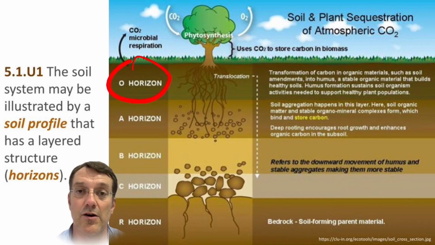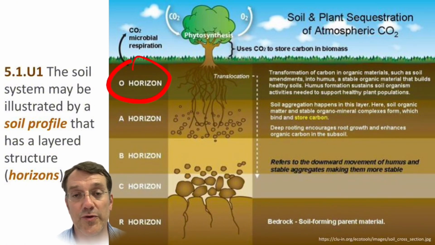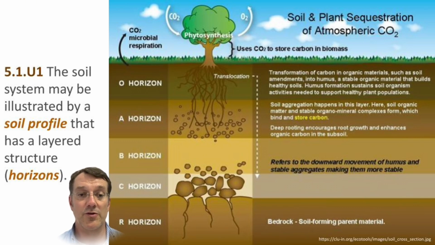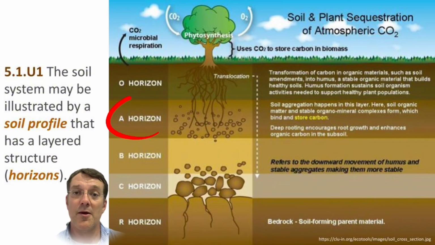The top layer is the O horizon, and one of the most important characteristics of the O horizon is that it has a lot of nutrients in it. It has lots of decayed organic material called humus in it. This is where a tremendous amount of growth in soils takes place. The next horizon is the A horizon, which is where you get aggregation of more mineral content mixing in very nicely with a lot of those nutrients.